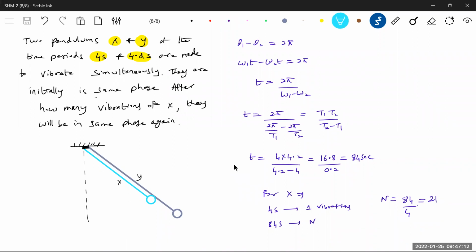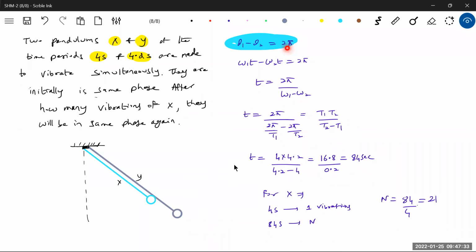Why we should think in this way? See, initially, what was the phase? Zero. After some time, the phase angle should become 2 pi, no? So why can't you write 4 pi? Yes, we can write 4 pi, we can write 6 pi.